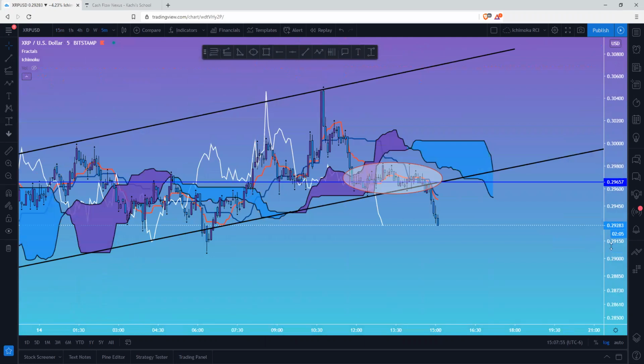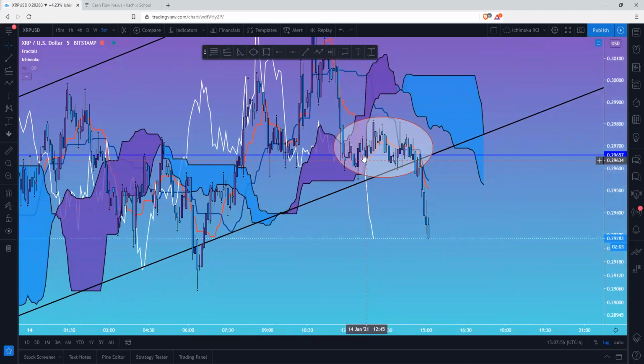Right here, look how close and how tight they are, Kijun and Tenkan-sen. Look at this market here. This was a strong breakout.